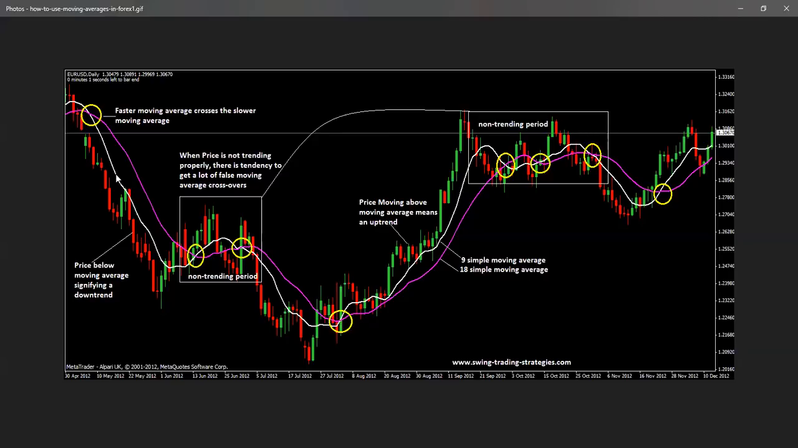There's also something called fake outs, which are false signals that you want to be on the lookout for. You don't want to open any pending positions if there is not a gap between the candle and the crossover. So I look for big gaps, and I'm going to show you what that looks like on my MetaTrader 4.